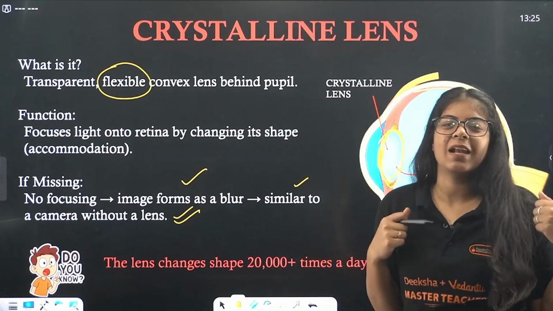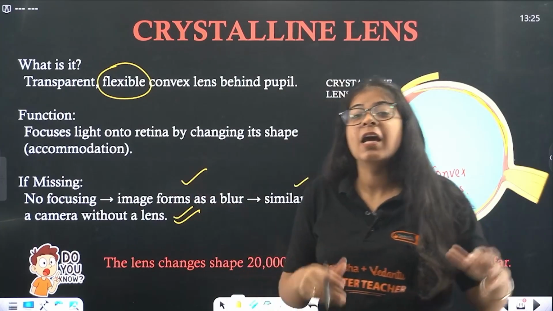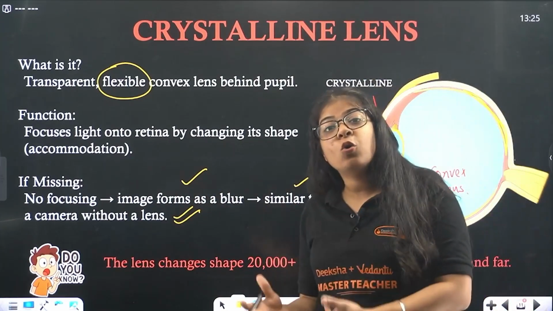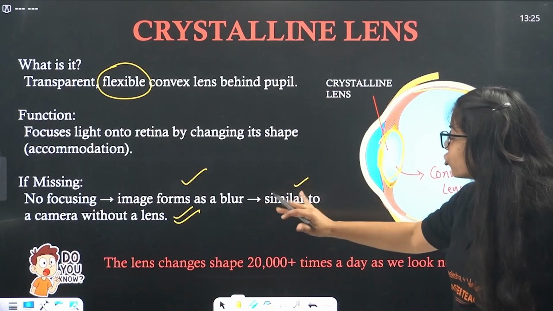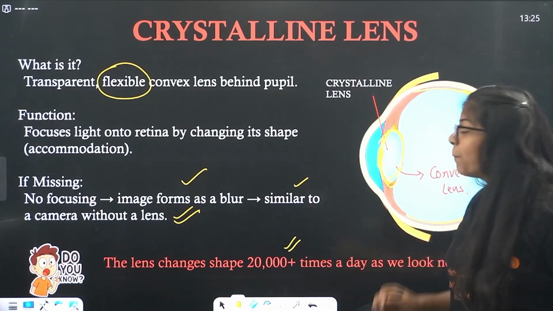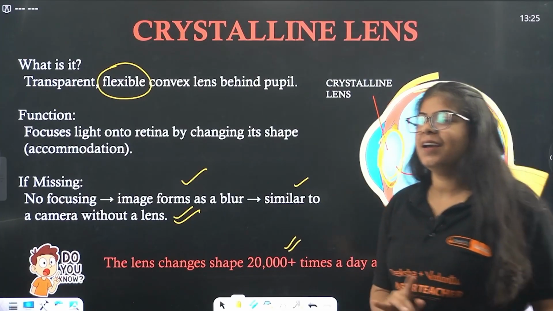So what will capture the light? Nothing will capture the light. What will focus the light? Nothing will focus the light. So a blurry image will be there, or no image will be there. Okay, now the pain point: the lens changes 20,000 plus times a day as we look near and far.